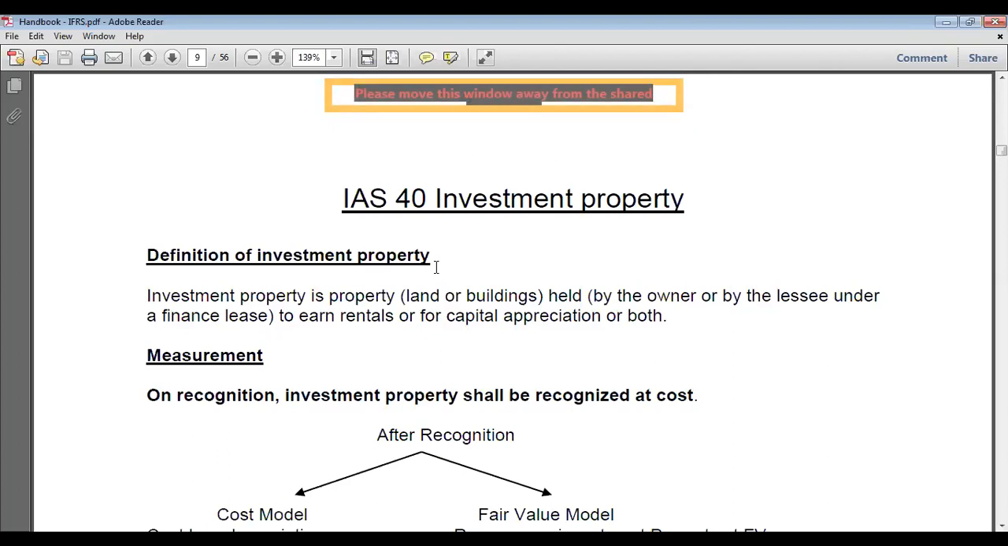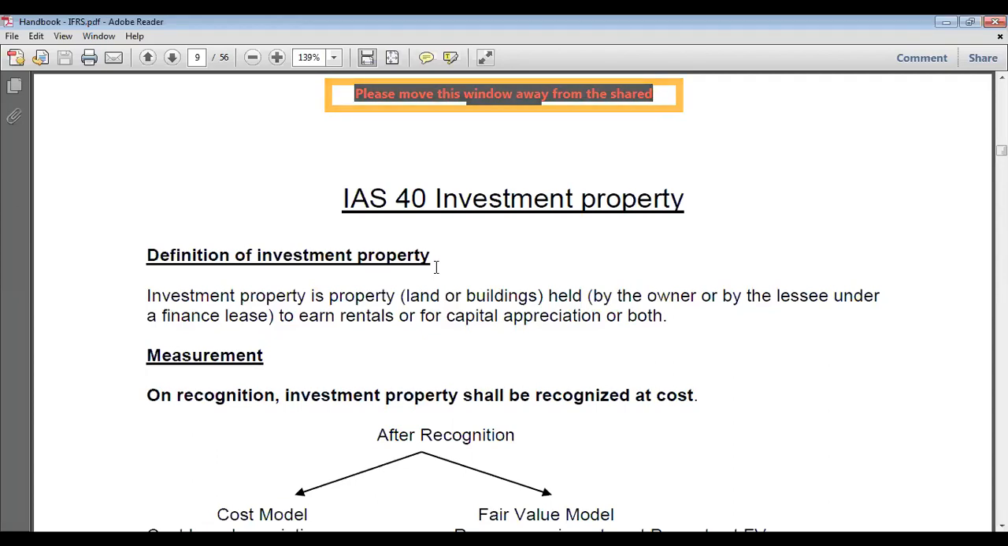Now be very careful here. Land and building can be part of IAS 16, property, plant and equipment, and it can be under IAS 40, investment property, as well. So we need to see the purpose of holding that asset. If we use that asset in, say, our production of goods, say a factory building, or say our head office building, that means we are utilizing that office for our own business or administrative purposes. Then the building is considered under IAS 16, property, plant and equipment.